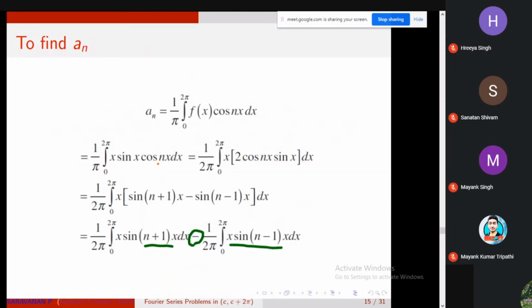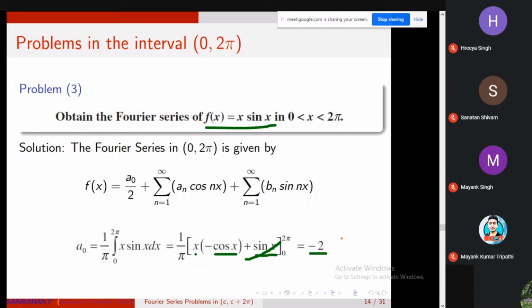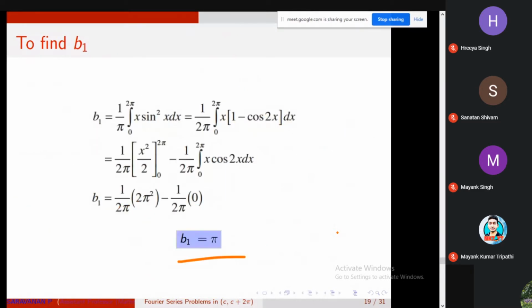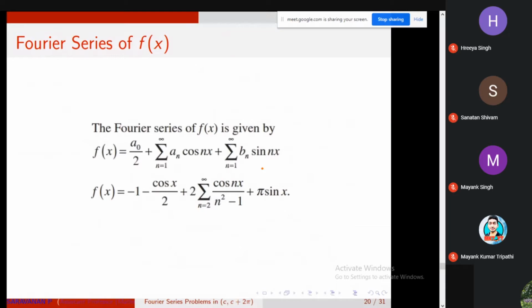So what is the value of a0? a0 is minus 2. So if I substitute minus 2 here in the given Fourier series, the 2 minus will get cancelled, we will get minus 1. So this summation, I split it: first for n equal to 1, you write it. For n equal to 1, you will get a1 into cos x.